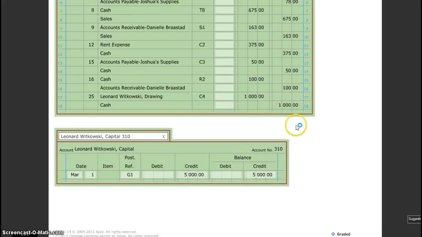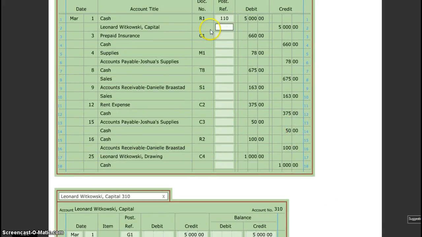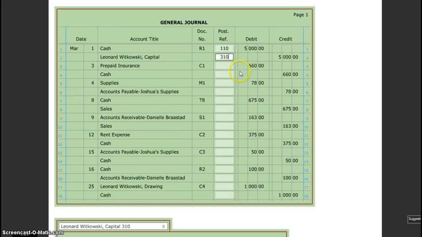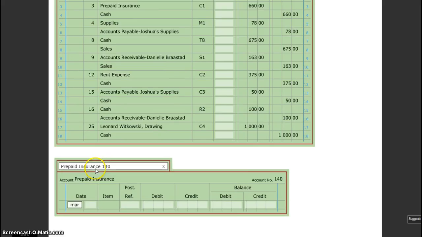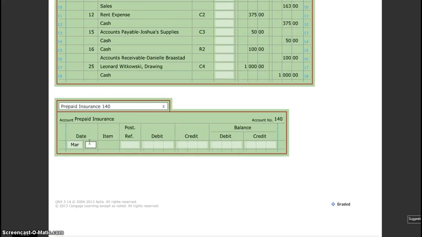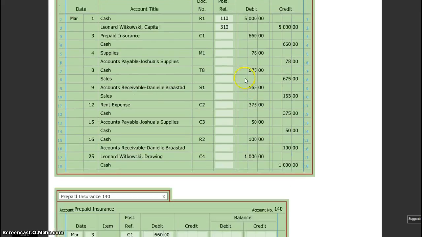So we take that number 310 and we scroll up here and place it in our post reference column or row so that we show that we posted that. And we're going to go straight down the entire General Journal, line by line, posting them to the correct spots. So the next one is prepaid insurance for a $660 debit. So we open up our prepaid insurance, place that date, so March 3rd. Post reference is still G1, and the debit was $660. Our account number is 140, so we place that account number here to show that we posted that.